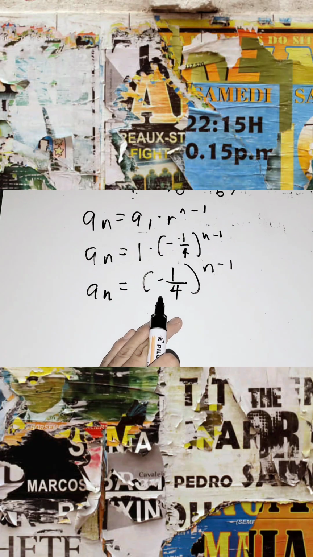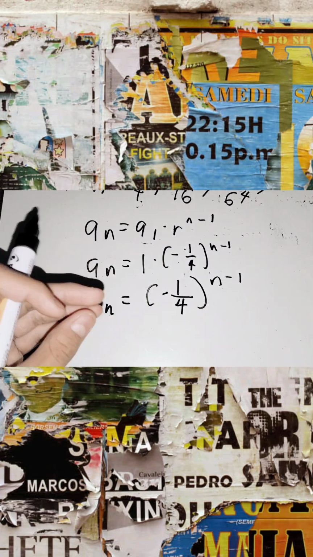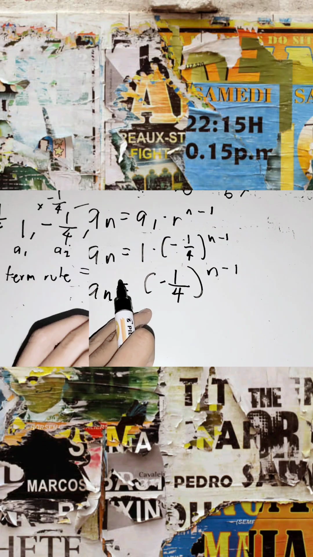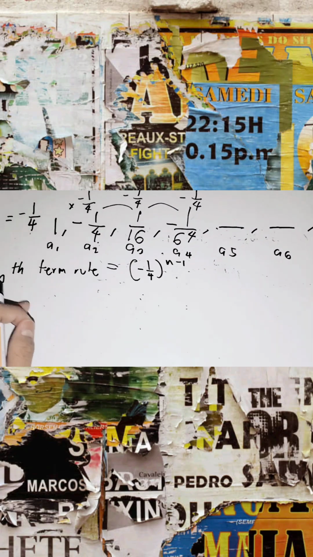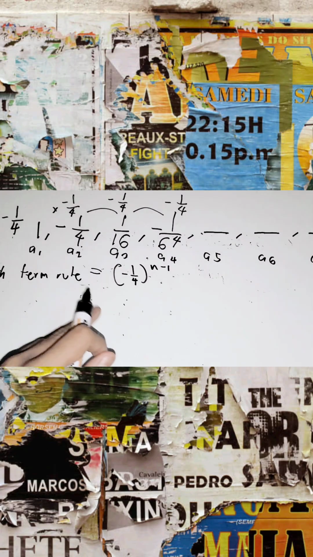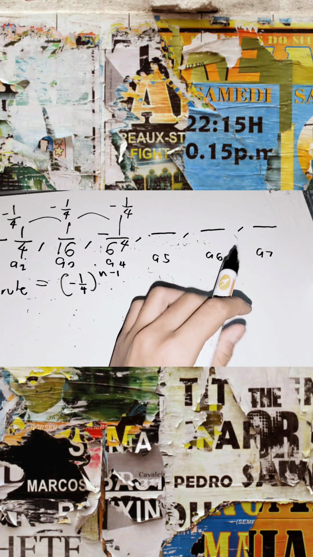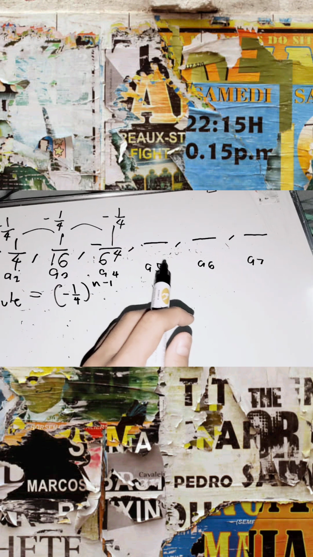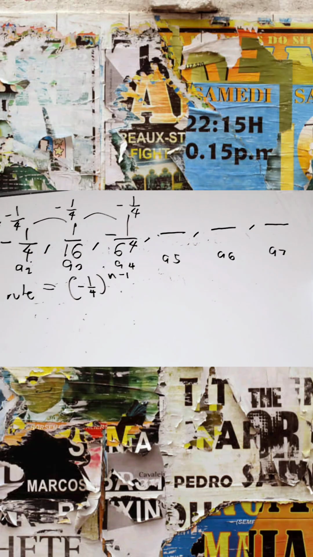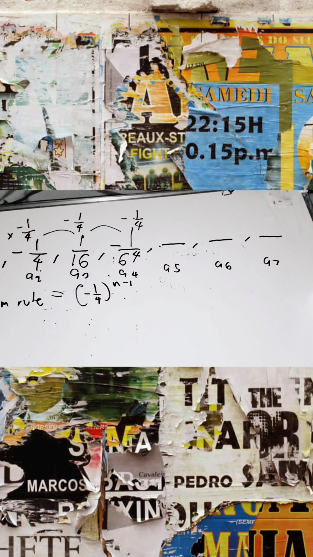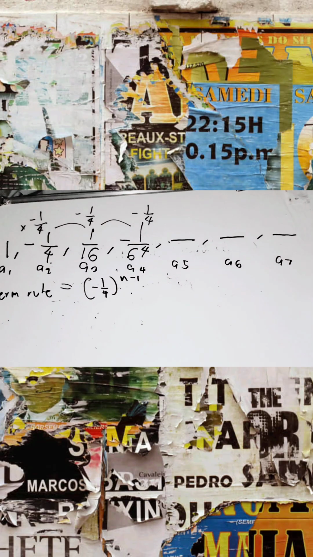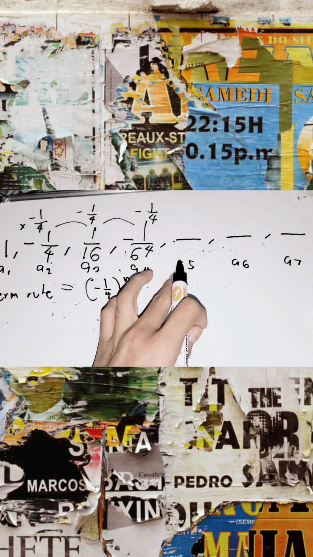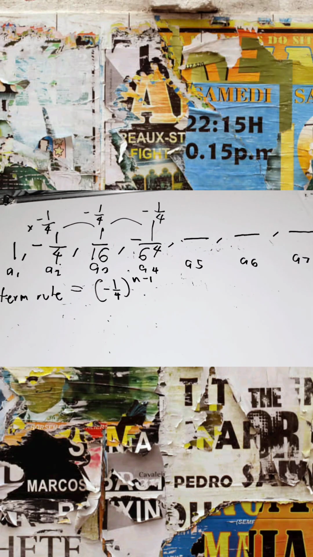So, this is now the nth term rule. As you can see, we cannot simplify it further. So, this is it, the nth term rule. Now that we got the nth term rule, we can now find the next three terms: a sub 5, a sub 6, a sub 7. So, let's go. First, we're going to start with a sub 5, the fifth term.